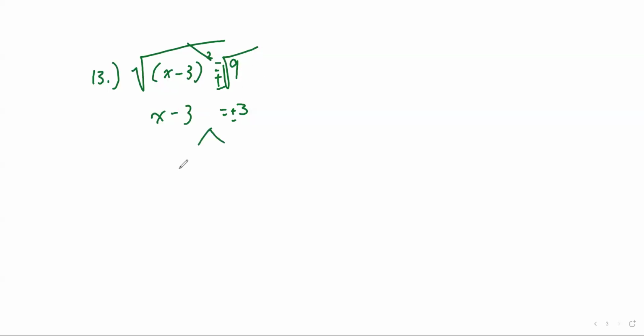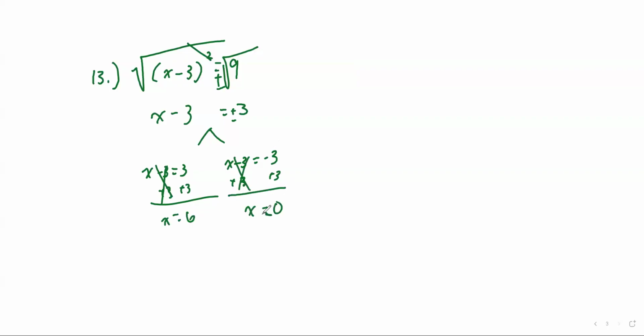So what we're going to do is split this up into two situations. So it'd be x minus 3 equals 3, and then x minus 3 equals -3. So those are your two situations. And then we would still solve them the same way, add 3 across the board. In this case, 3 plus 3 would be 6, and then -3 plus 3 would give me 0.